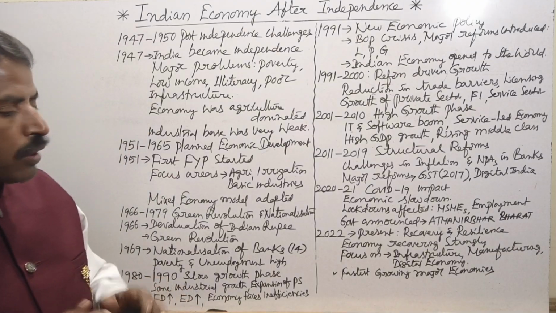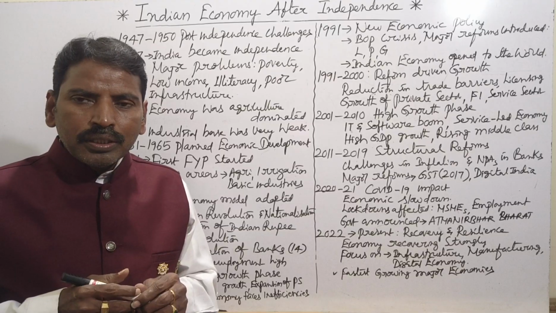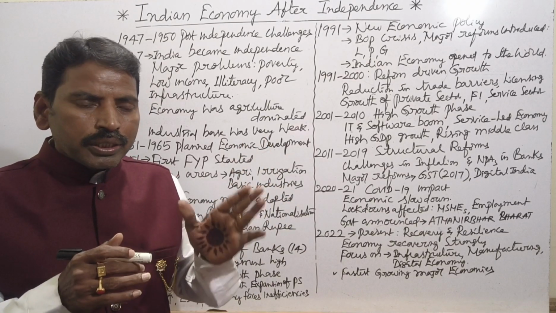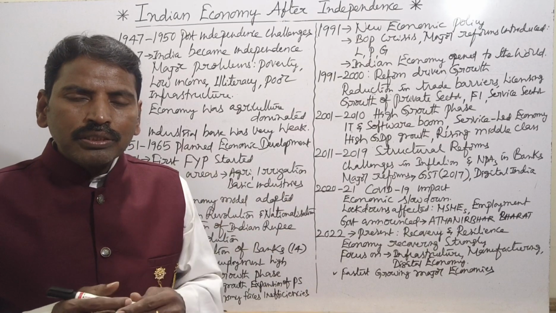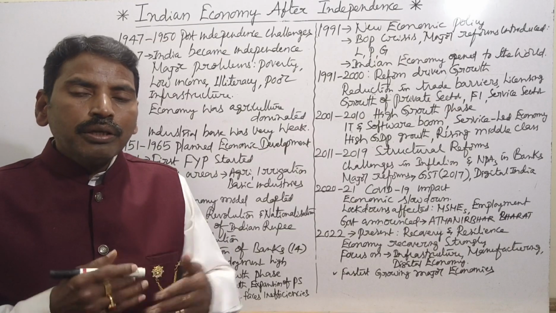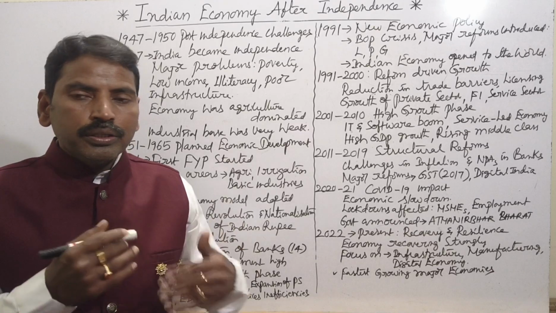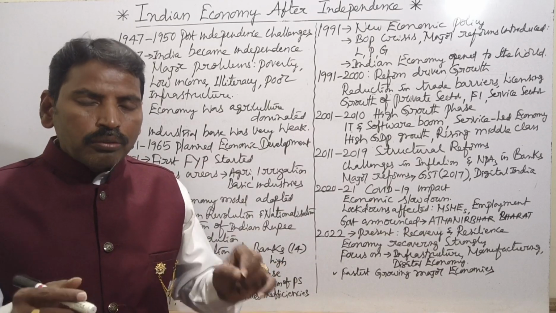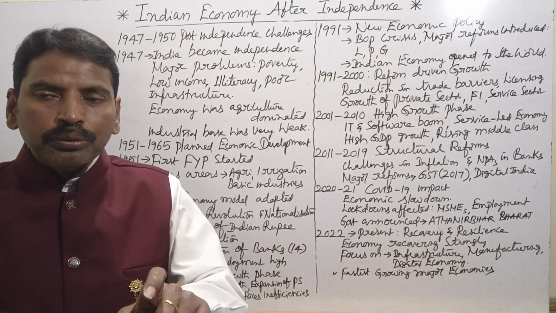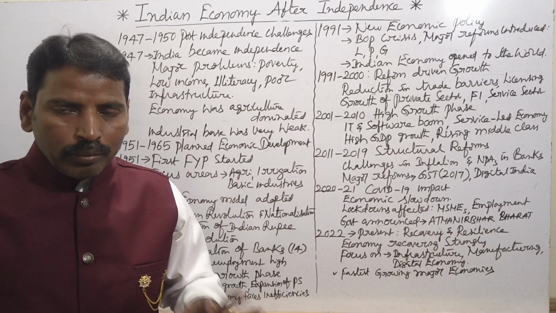So we conclude that at the time of independence, India was an agricultural economy. That was transformed into a diverse and emerging economy in the world because of planning, because of reforms, and because of resilience. So the Indian economy became, from an agricultural economy, a diverse and developing economy.